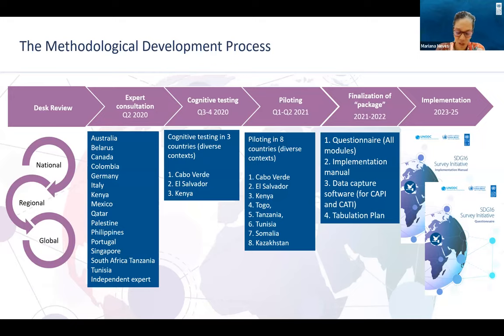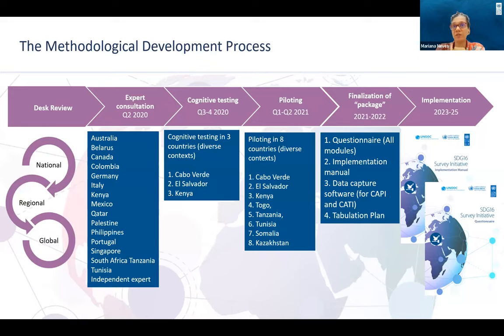But I must confess that initially we believed that we would have a lot of resistance on the sexual violence part. It was not as much as we initially thought. We had some cases in Tunisia, because on sexual violence, it also measures males. They were reluctant, we were informed, especially because the piloting was in a conservative area. The national entities told us that this is not the type of question you should ask, that it was too sensitive.